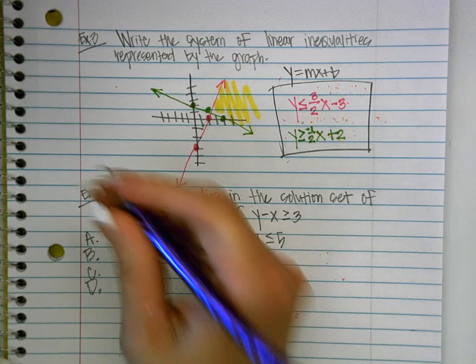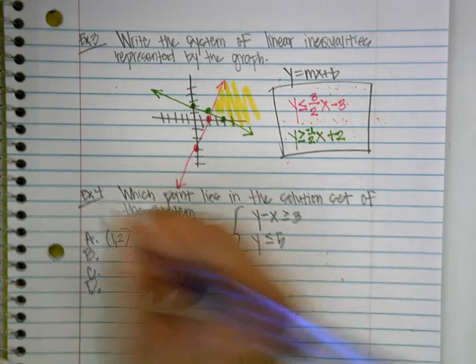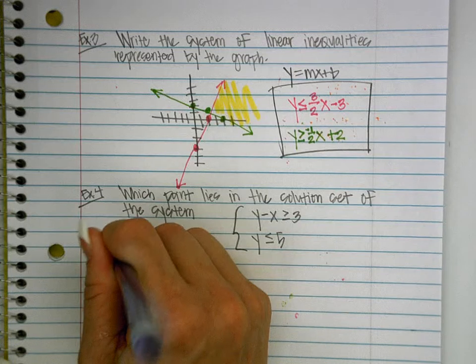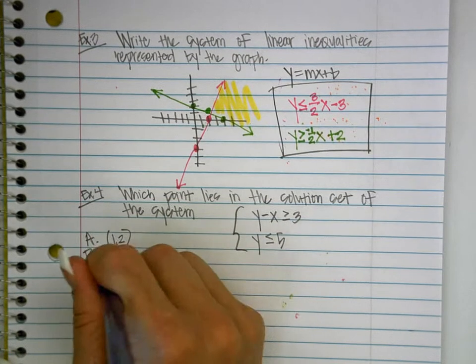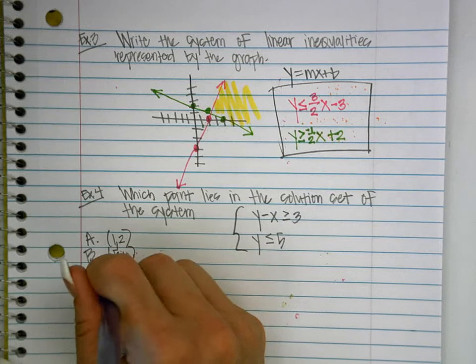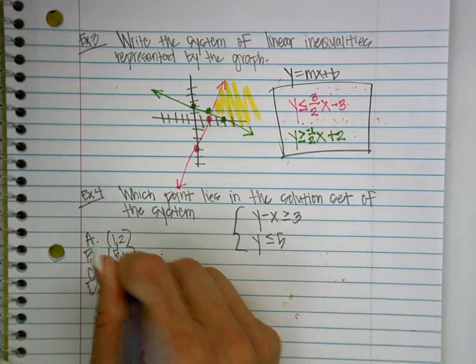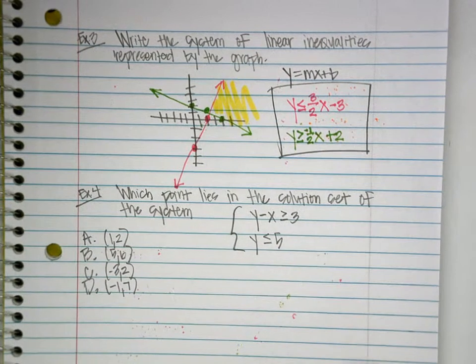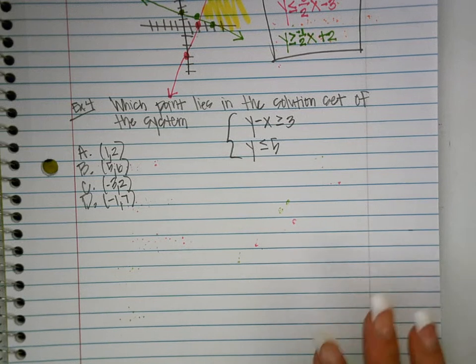And your choices are (1, 2), (5, 6), (-3, 2), and (-1, 7). Which point lies in the solution set?